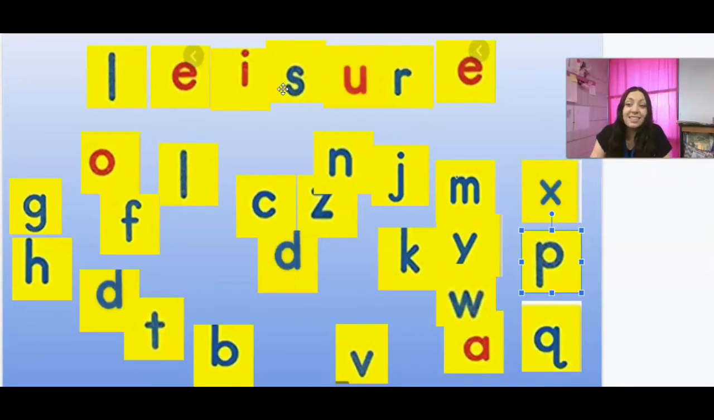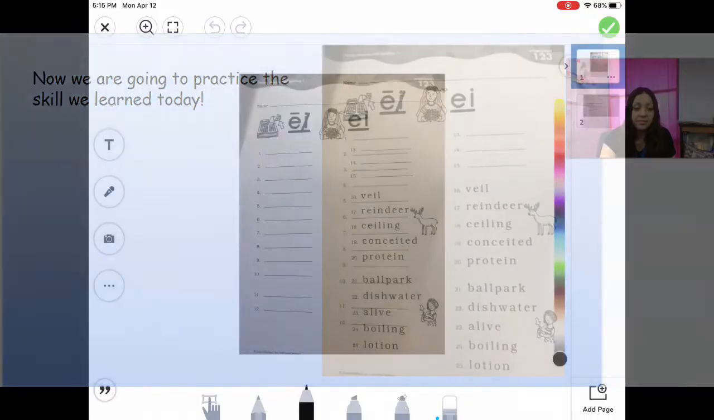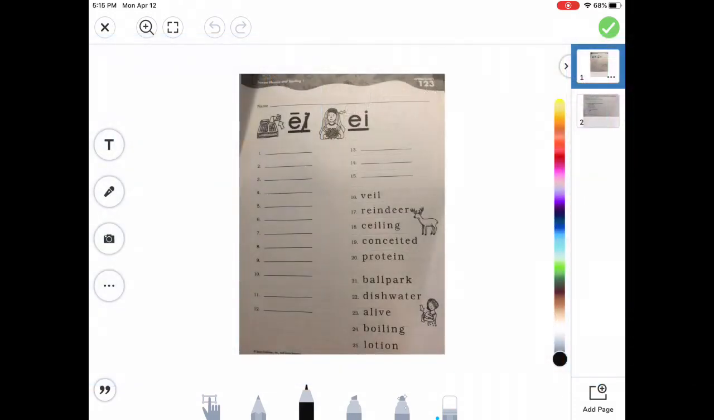Now, digraph EI, we're not going to see in as many words as some of the other vowel teams that we've talked about. So we're going to pull out our activity sheet so we can practice those two sounds that digraph EI makes. And remember, it makes two different sounds. It makes the E sound, which we can kind of predict because sometimes our vowel teams say the long vowel sound of the first letter, but it also says A like in veil.